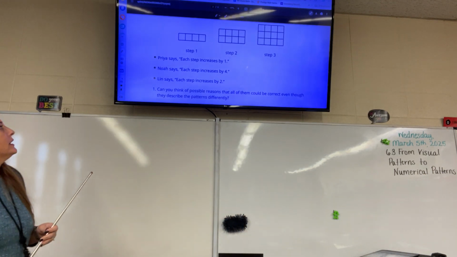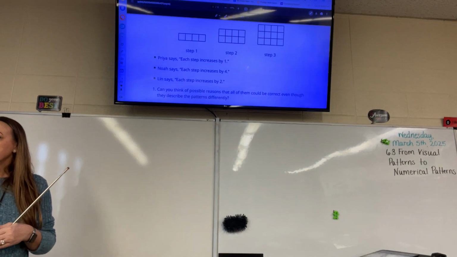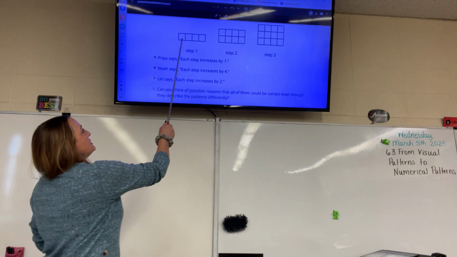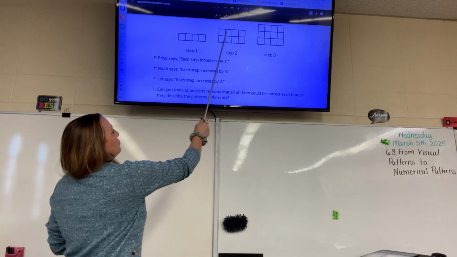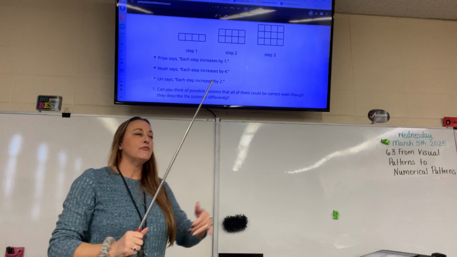Audrey, why would Noah be correct? Noah would be correct because there are 4 in each round. It's going up by 4 each time. Exactly. So this step 1 has 4, step 2 has 8, step 3 has 12. So they're going up by 4.